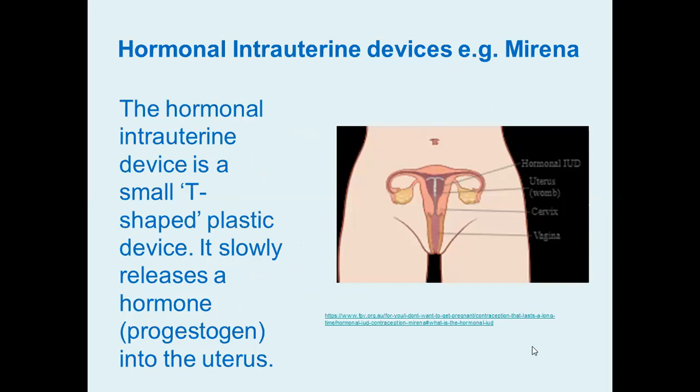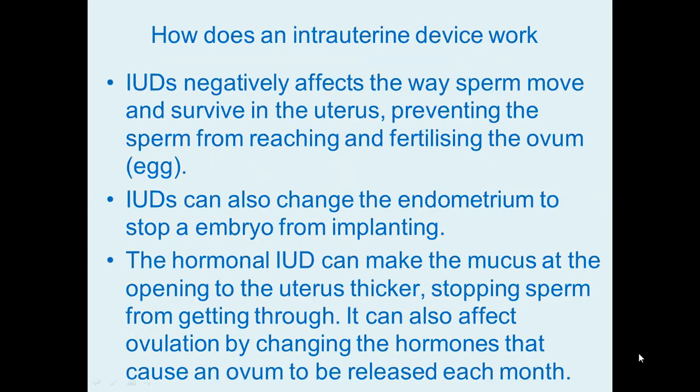Okay, so the hormonal intrauterine device is a small T-shaped plastic device that slowly releases a hormone, progesterone, into the uterus. So IUDs negatively affect the way in which sperm move and survive in the uterus. So they prevent sperm from reaching and fertilizing an egg cell or an ovum. They can also change the endometrium, I said to you, they thin it, and stop an embryo from implanting.